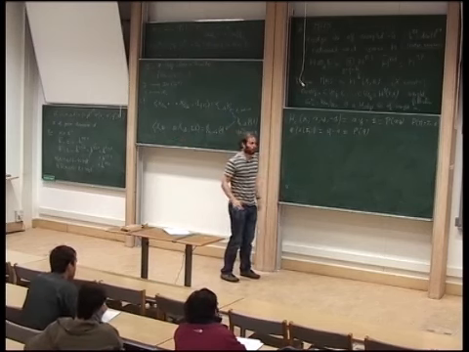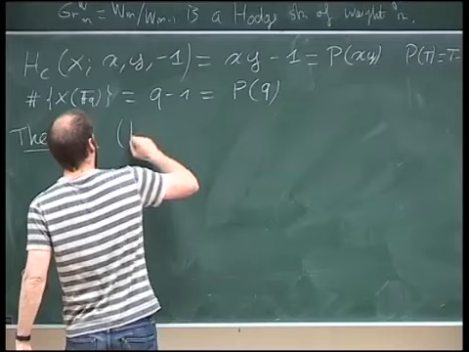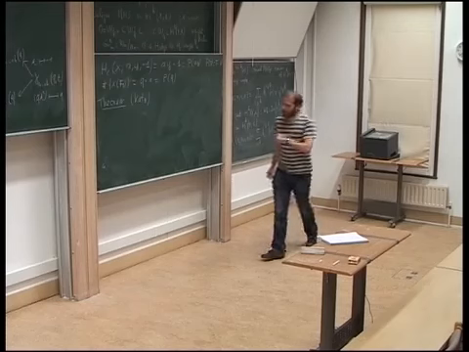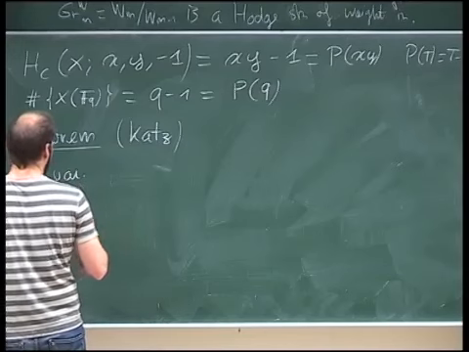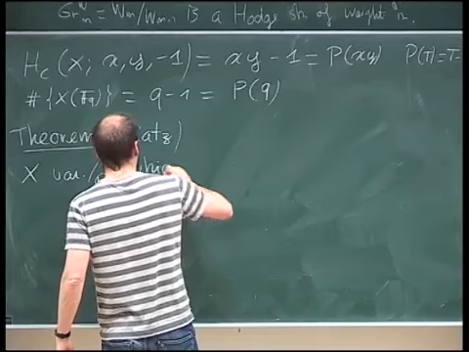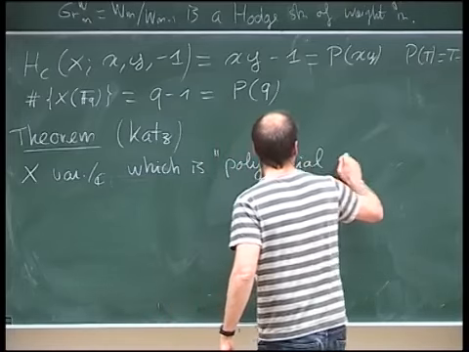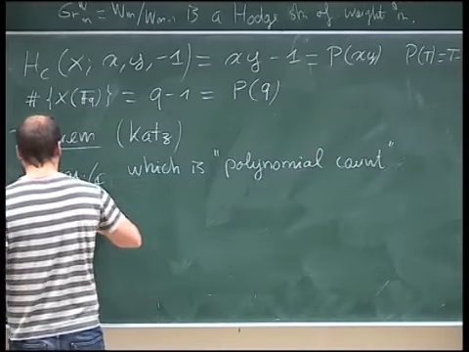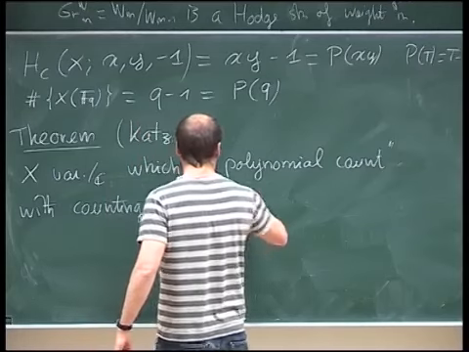Right? And now we have something more general, which is a theorem due to Katz in 2005, which says the following. If you have an algebraic variety over C which is polynomial count, I will say what it means, with counting polynomial P, say, P.